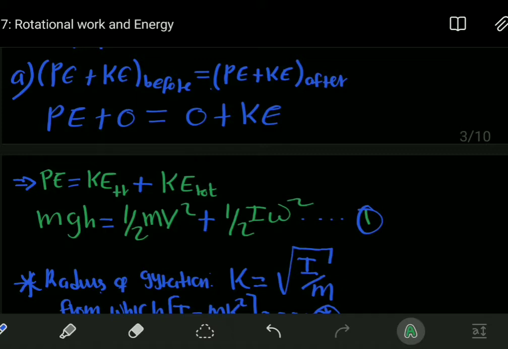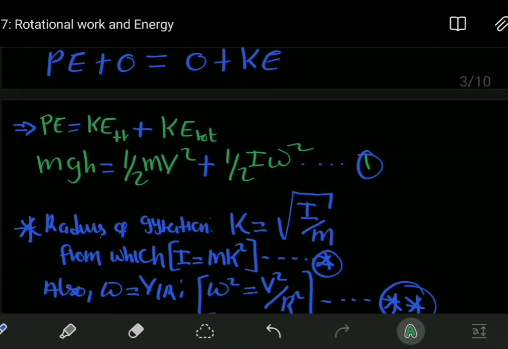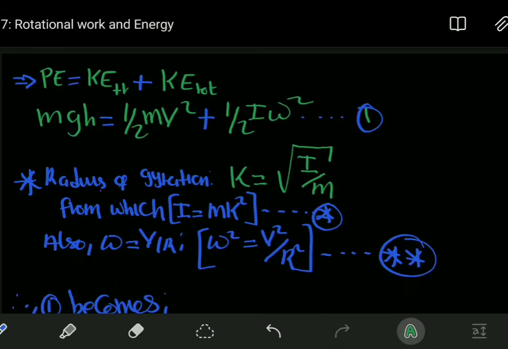Now, radius of gyration. We know that the radius of gyration is given as k equals the square root of I over m, where I is simply the moment of inertia, and m is the mass of the rotating object. So from this equation of radius of gyration, we can find the moment of inertia being given as I equals mk squared. Take note here that our k is the radius of gyration. We can label this one as our equation star.